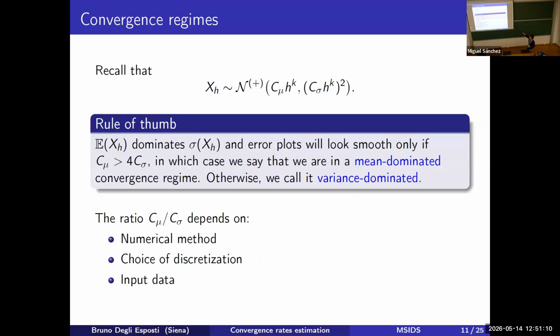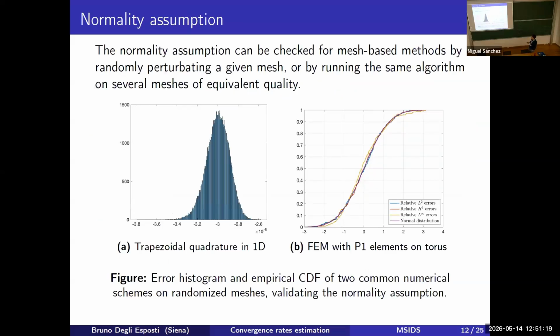And the ratio depends on the numerical method, the choice of discretization, also input data. So it depends on the equation you're solving or the function you're approximating, but I won't elaborate on this. I just want to show you that the normality is a sensible assumption.